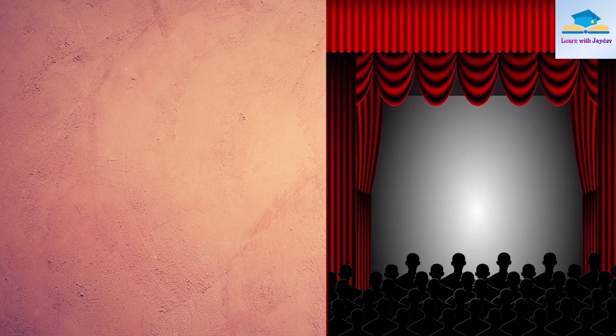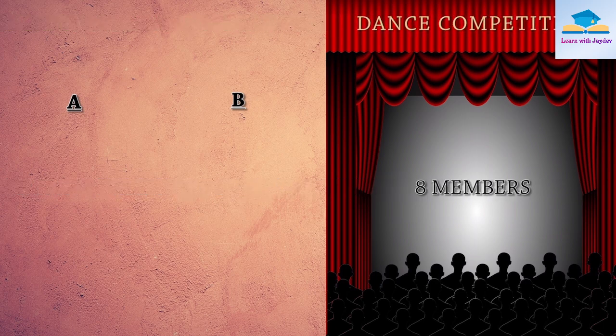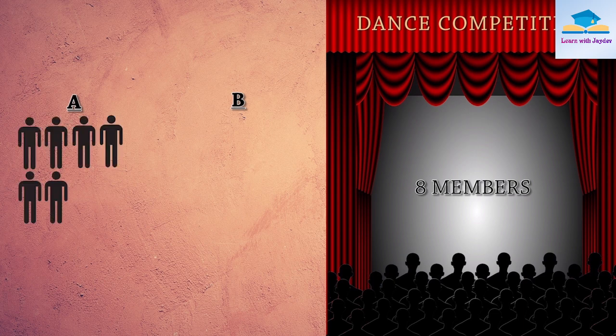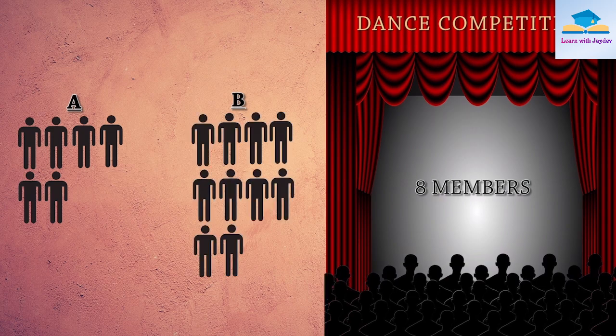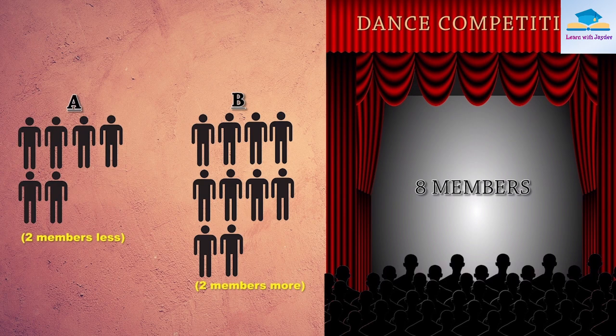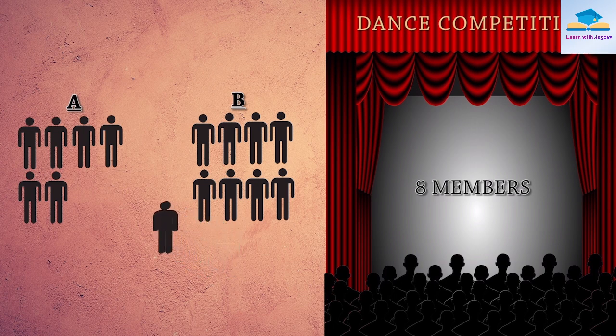Let us take another example of 2 groups of children. In order to participate in a dance competition, there should be 8 members in a group. Here, Group A has a total of 6 members and Group B has a total of 10 members. We see that Group A has 2 members less, whereas Group B has 2 members more. Now, 2 members from Group B can join Group A in order to have 8 members in each group. Here Group A is gaining, whereas Group B is losing.